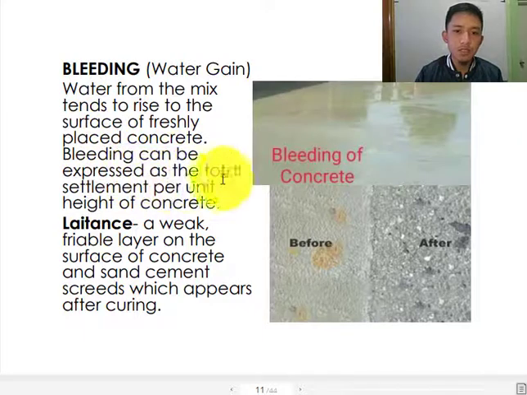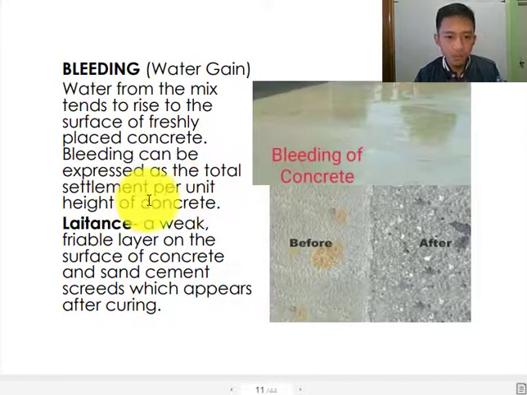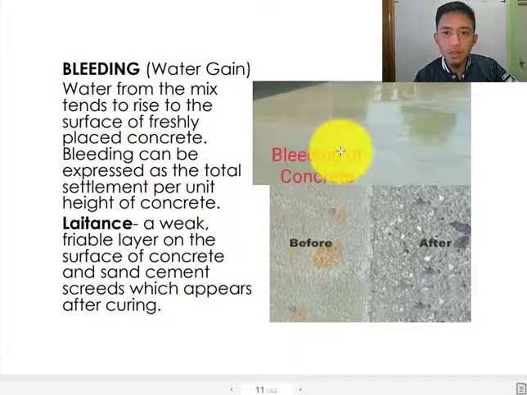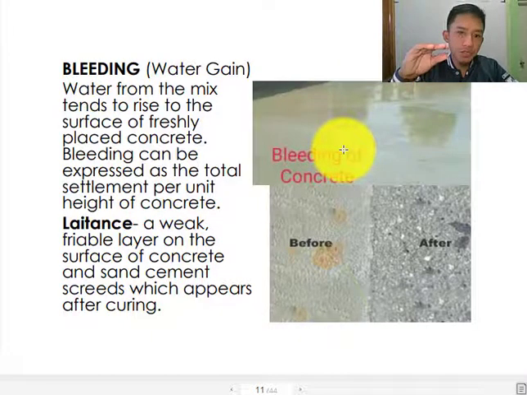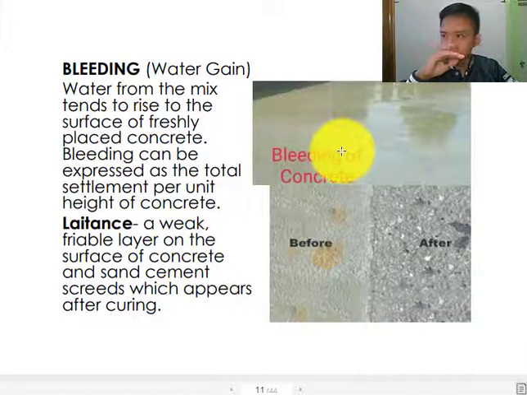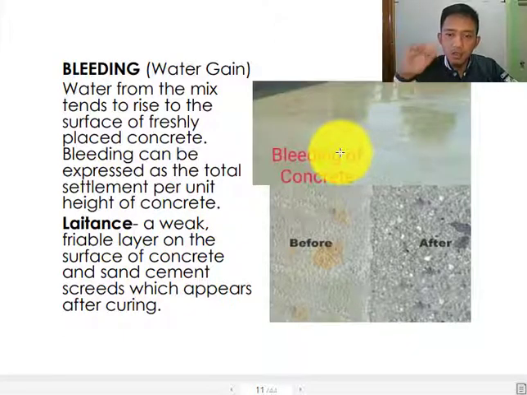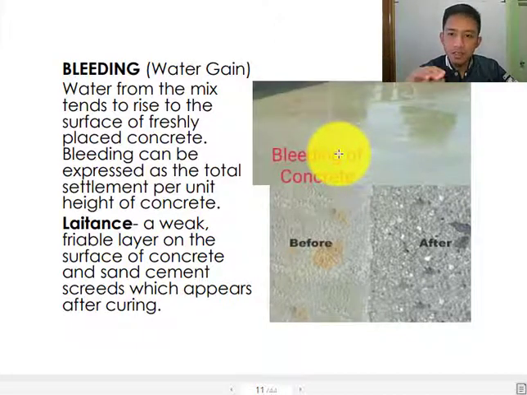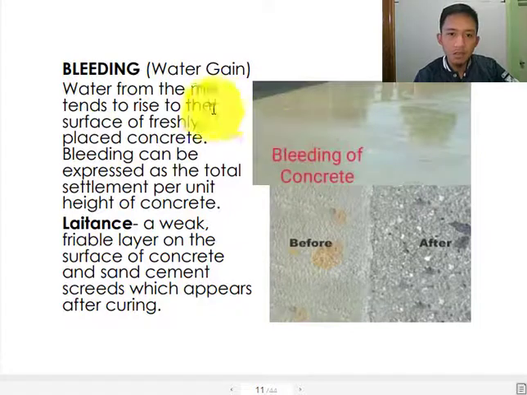Bleeding can be expressed as the total settlement per unit height of concrete. This will happen also if you have too much vibration. Again, due to segregation, the dense material will go down, and the water and the concrete paste will go on top. That paste includes the water and the cement itself. So the water will focus on top. Okay, so that is bleeding.